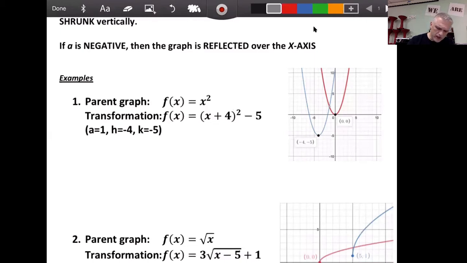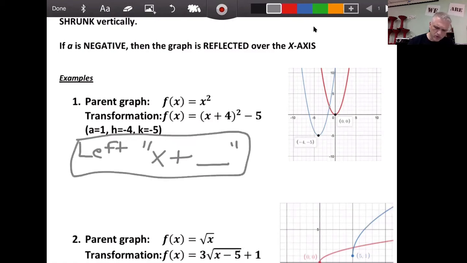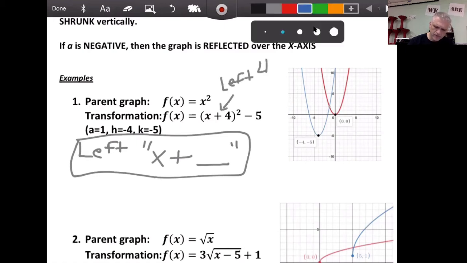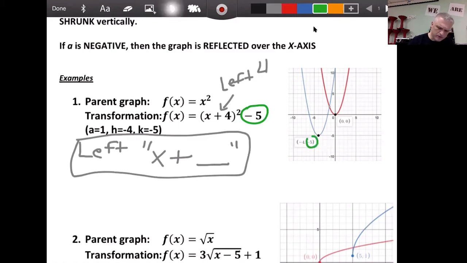So anytime you see x plus a number, you know that we're going to go left. These go together. If you see x plus a number, we're going to go left. So this right here told us we're going to go left 4 units. And then this minus 5, the minus 5 had it drop down 5 units.